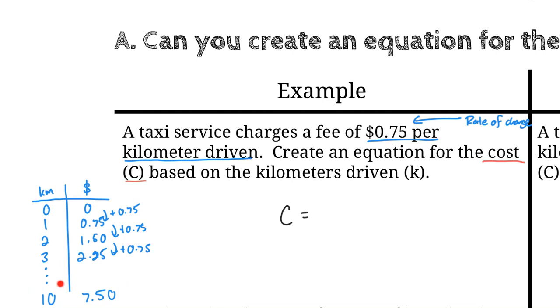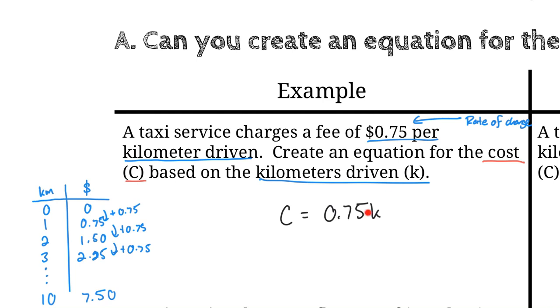And this doesn't just work for 10. If it was 25 kilometers, we would multiply by 0.75, or if it was 100 kilometers, we would multiply by 0.75, because we know that the taxi service charges a fee of 75 cents for every kilometer that's driven. So our cost is equal to 0.75 multiplied by the number of kilometers driven. So our equation that represents this situation is C equals 0.75K. So the cost of the taxi ride is equal to 0.75 times the number of kilometers driven.